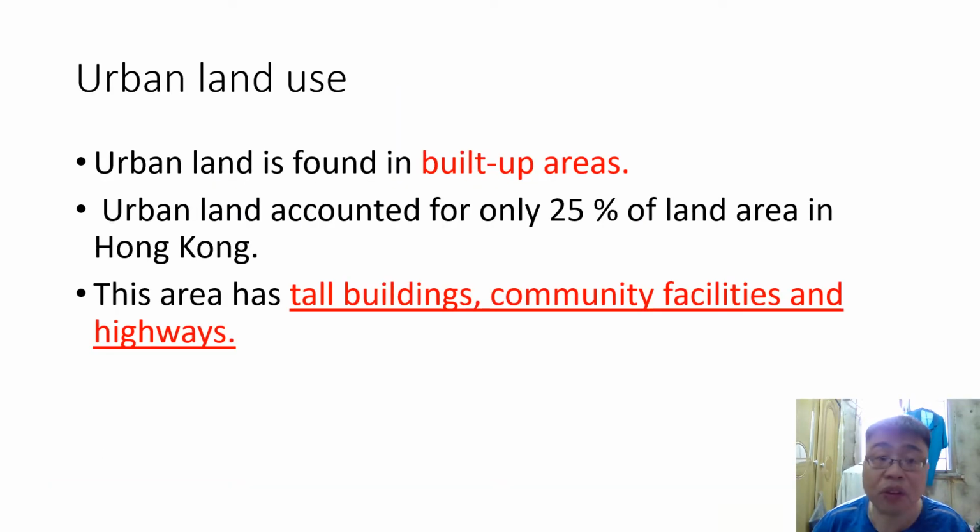The second land use is urban land use. It is found in built-up areas, and it accounted for only 25% of land area in Hong Kong. This area has tall buildings, community facilities, and highways.